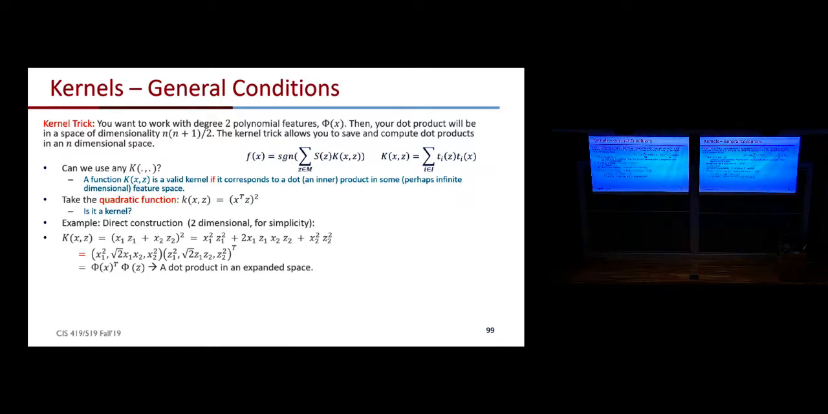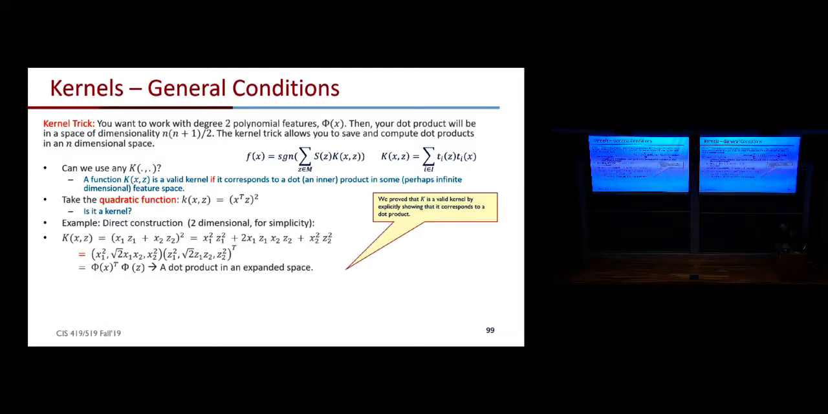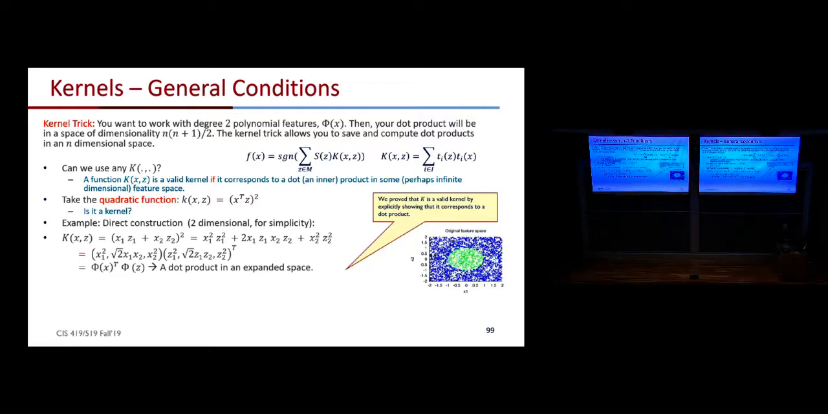Okay, so we have a definition for a kernel. We have a condition of when something becomes a kernel. So what we proved here is that K is a valid kernel by explicitly showing that it is a dot product. Now, it's not the only way, really, and by the way, this is the example that we started with last time. And the kernel that I show here is exactly the kernel that you need in order to take this data and actually learn it with a linear separator, with a perceptron.